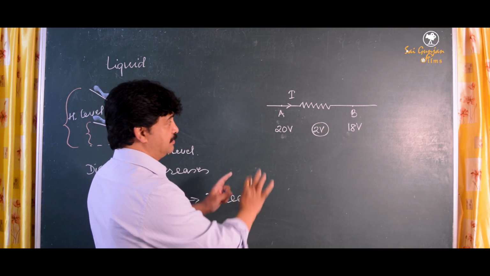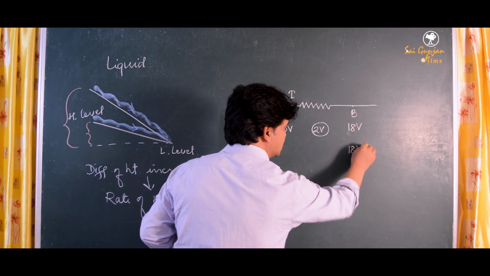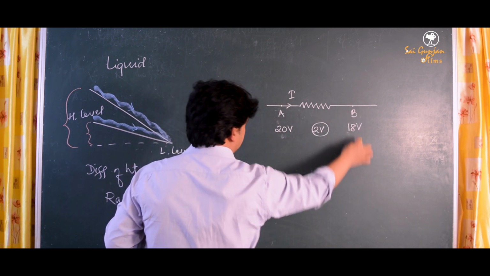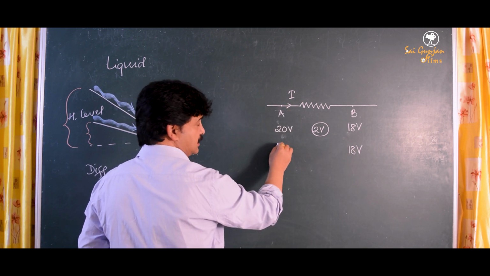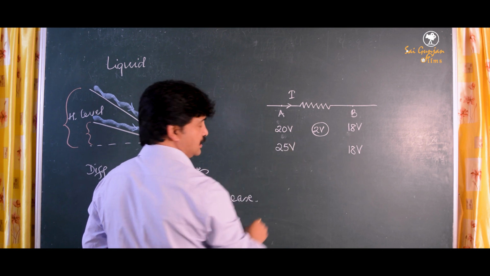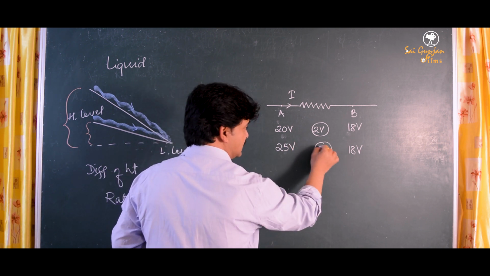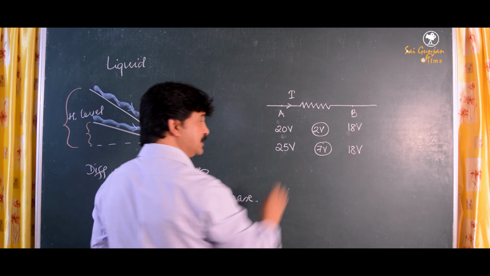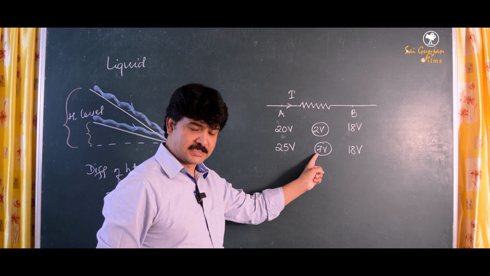Now let's see what happens when we increase the potential difference. For that, I am keeping the point B at the same potential, 18, and I am increasing the potential of A to, let's say, 25 volt. So what is the potential difference right now? This is 7 volt. So it has increased, no? What has increased? The potential difference has increased.